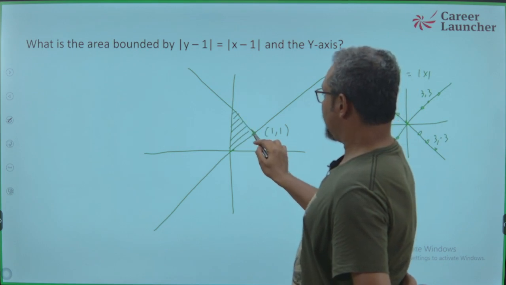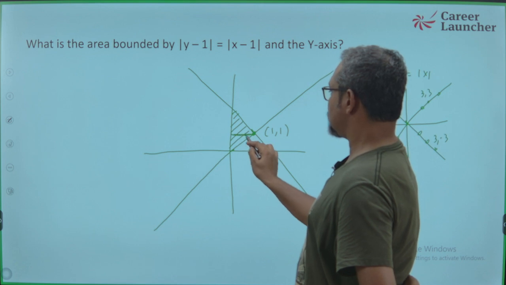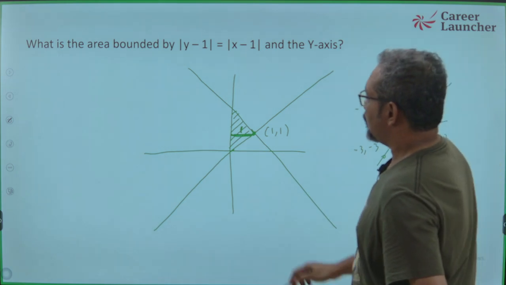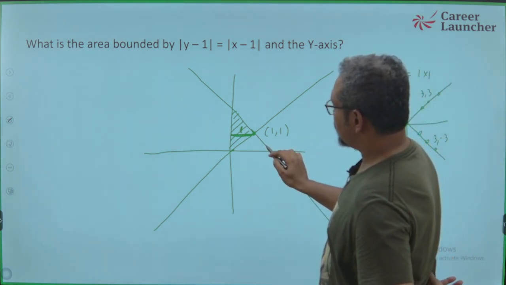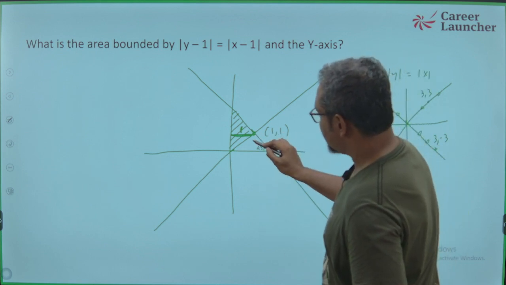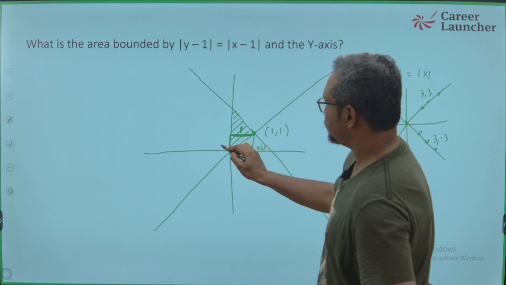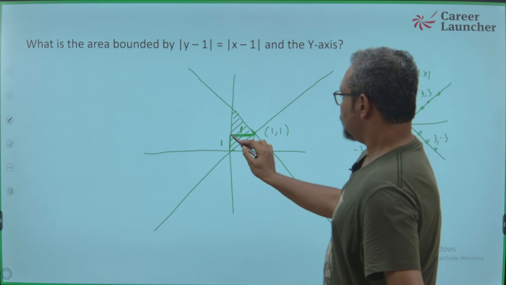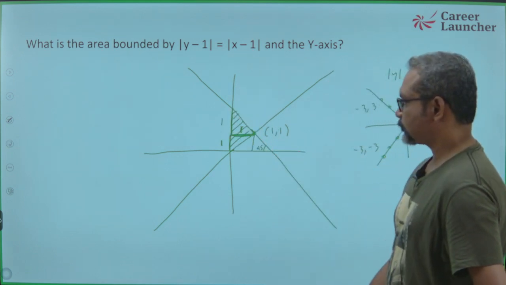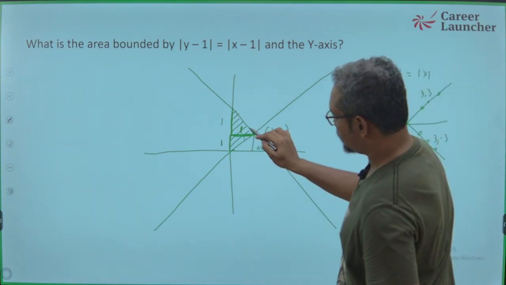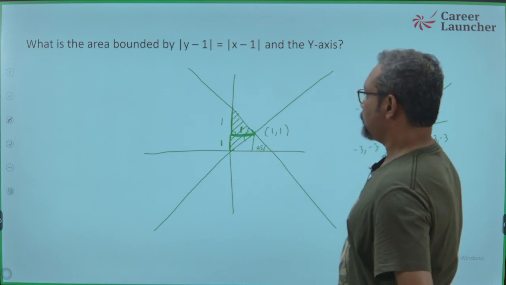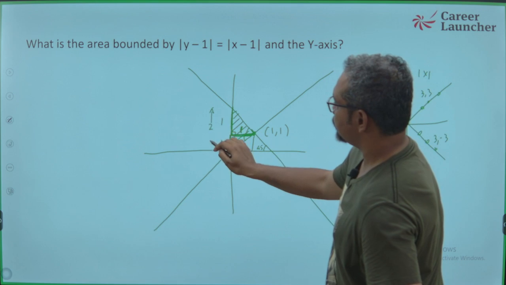So this point 1 comma 1 means this distance is 1. Now we had discussed last time also that these are 45-degree lines. If this is 1 comma 1, this height is also 1. So if these are 45-degree lines, this will also become 1, because this is going to be 45, this is going to be 45, so 90. So 1, 1, 1 and 1. So that means this height becomes 2.